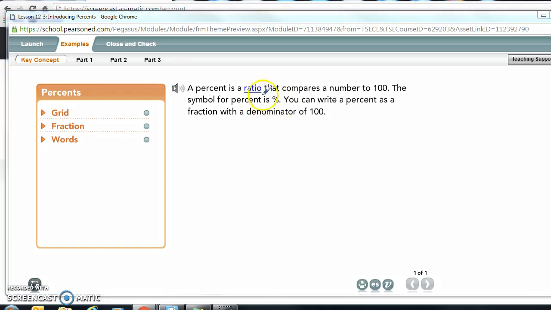So key things you need to know in here. A percent is a ratio that always compares a number to 100. The symbol for percent is the percent sign. And you can write a percent as a fraction with the denominator of 100. So if I say something is 20%, it'll always be written as 20 over 100, where 100 is my denominator.